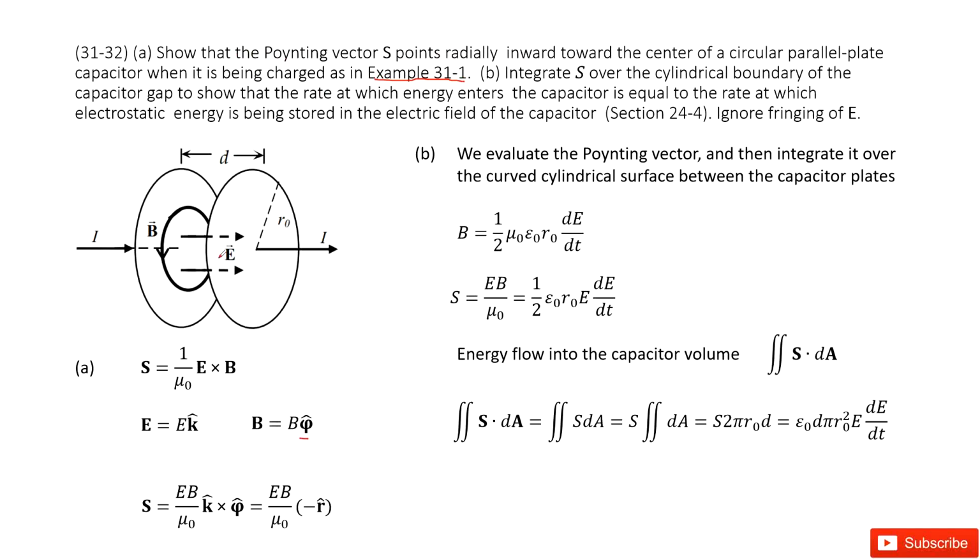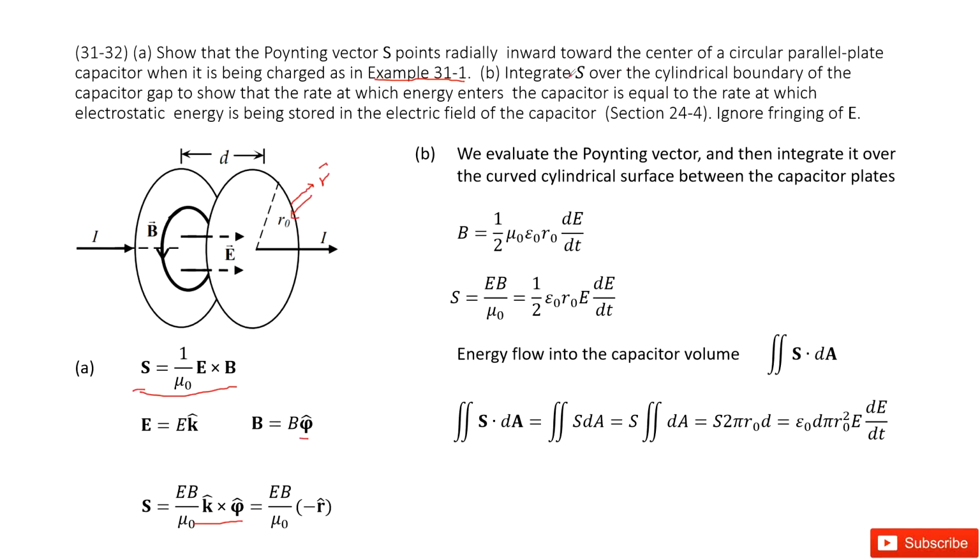By definition, the Poynting vector can be written as S = (1/μ0) E cross B. Now we put E and B in. We find this is just k cross phi. In polar coordinates, this is just negative r, so it is radially inward. Since r points outward, negative r means it points inward. So part A is proved.